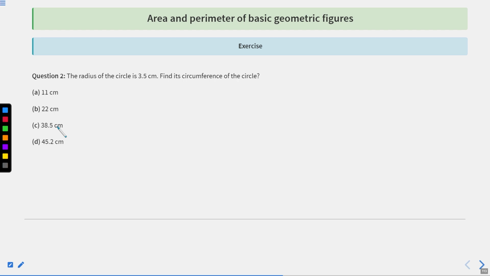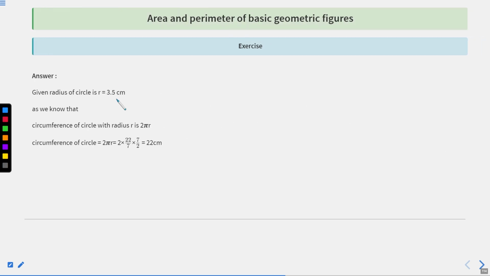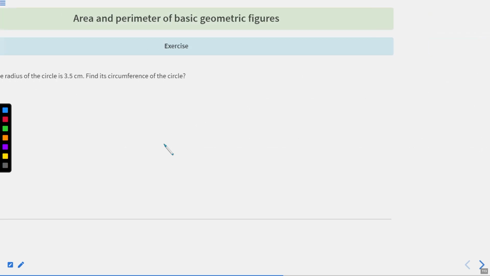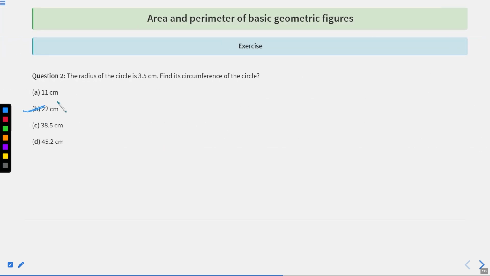Let us move ahead to question number 2. The radius of a circle is 3.5 centimeter. Find the circumference of the circle. The given radius r is 3.5 centimeter, and we know that the circumference of a circle with radius r is 2 pi r. So the circumference is equal to 2 times 22 by 7 into 7 by 2, equal to 22 centimeter. That was a very easy question, and the final answer is option B, that is 22 centimeter.